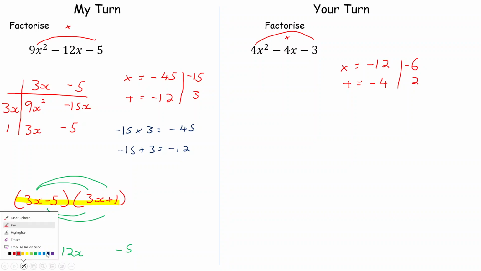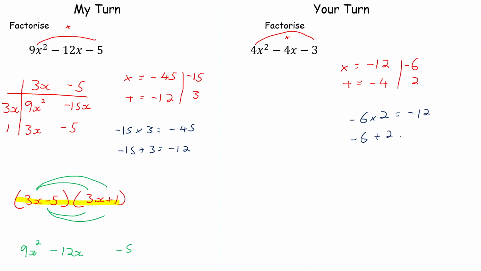And let's check the working here, as always. If we do negative 6 and times it by 2, you do get minus 12, which is perfect. And if you do minus 6 and add 2 to it, you do indeed get negative 4. So it is the correct way around. And it's really important that you do check this part, otherwise it all goes a little bit wrong.